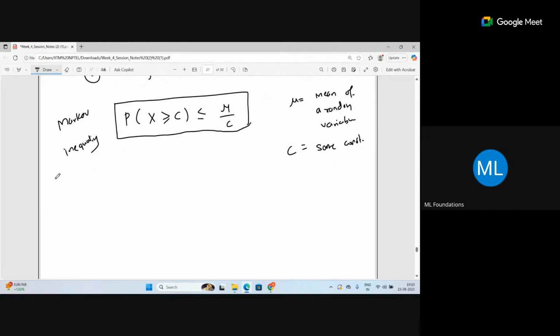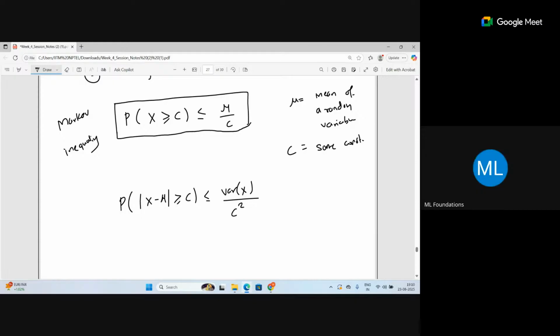There is one more inequality, which is Chebyshev inequality. It depends on two parameters, and it says that the probability that the modulus of x minus mu is greater than or equal to c is less than or equal to variance of x by c square.